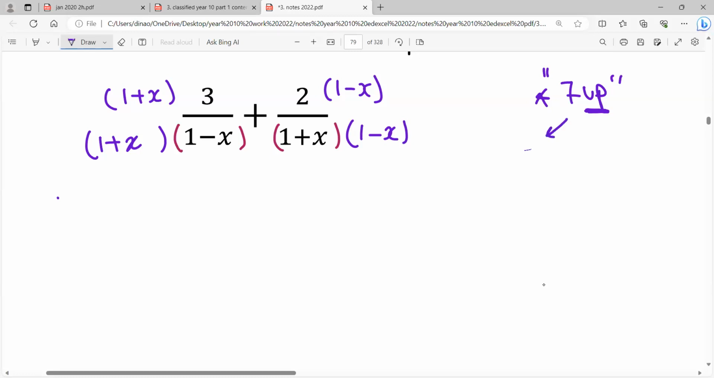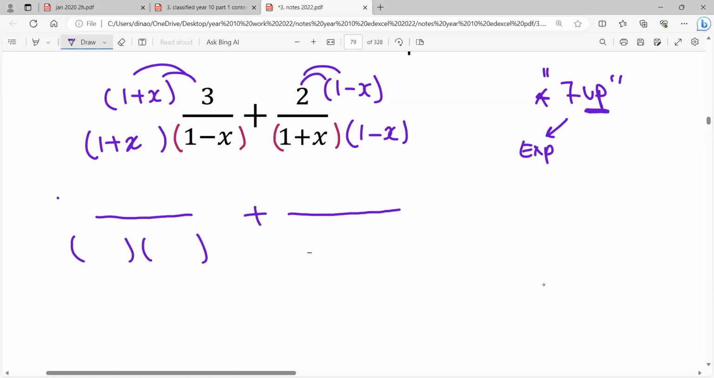So expand up. I will expand these brackets over here. First, you need to write your two fractions with the new denominator. And my denominator is the two brackets untouched, looking neat, and I don't multiply them or expand them or do anything. Why, Miss? Just be patient for five minutes and you'll know why. Keep the denominators as they are. Expand up. 3 times 1 is 3. 3 times x is 3x.